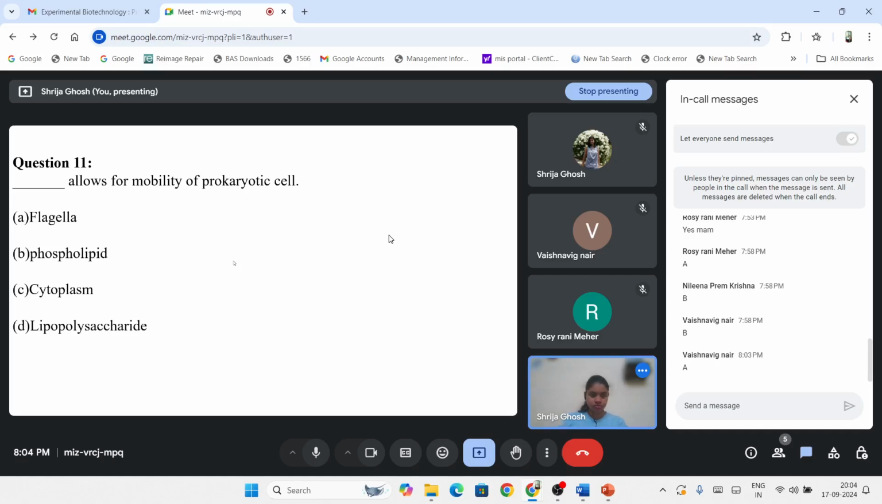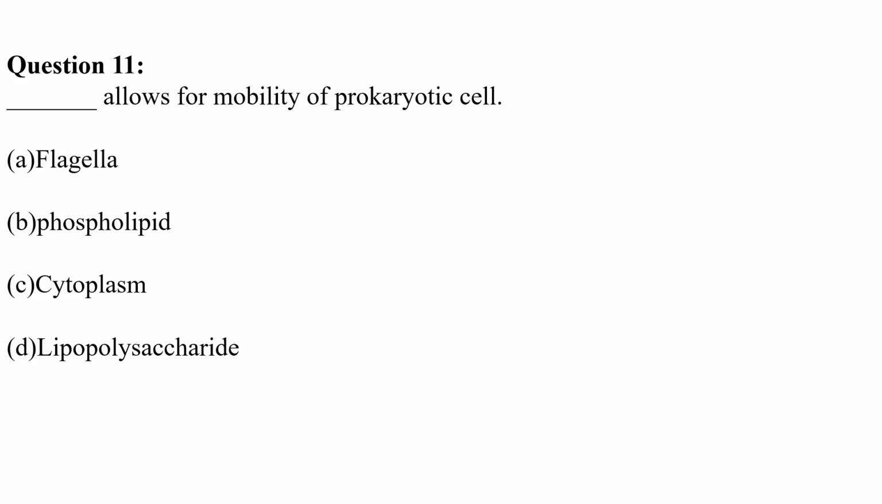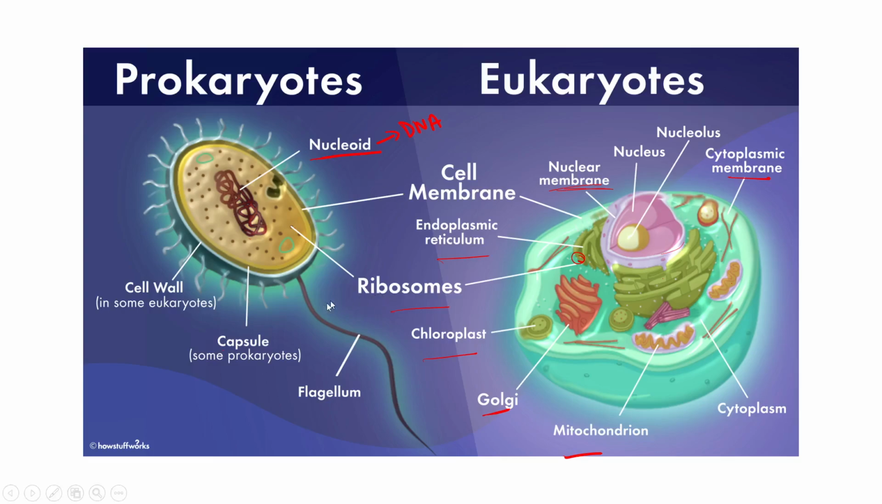We have one answer from Vaishnavi. Option A, flagella. Rosie has also answered option A, flagella. So that is the correct answer. Option A, flagella allows for the mobility of the prokaryotic cell. So here in this figure, you can see there's a single flagellum present. Flagellum is the singular, and once you have more than one flagellum, you can call it flagella, that is the plural. So flagella basically allows the cells to move.